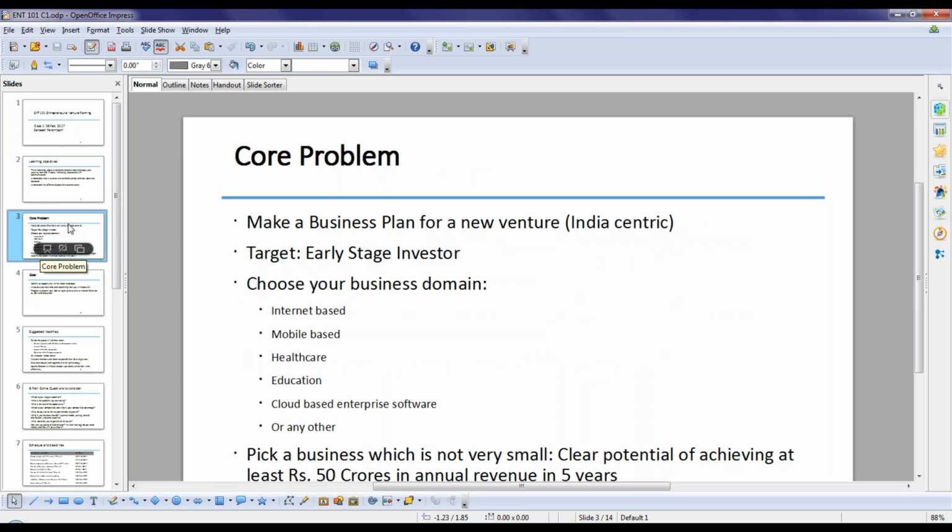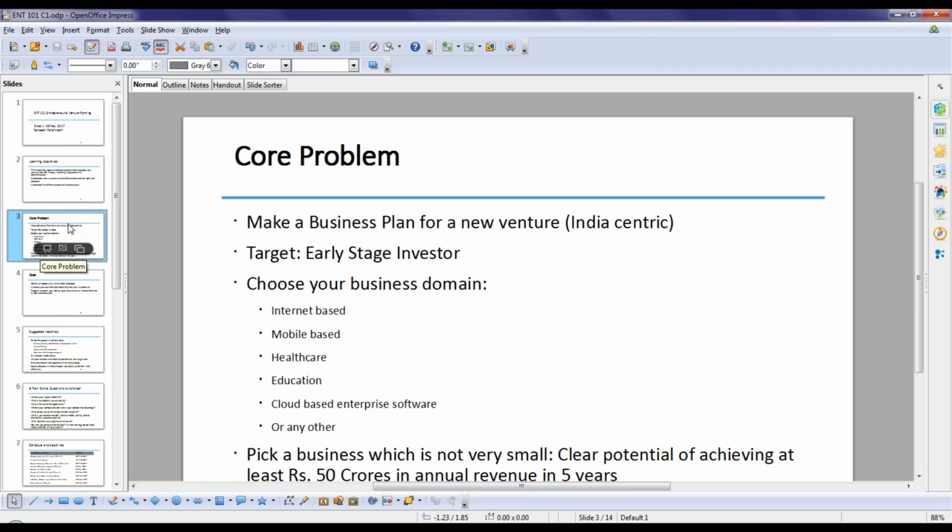Okay. So now some more details into this course. Like what is the problem statement? Now, as a part of the course, you cannot start your business as such. What we will be discussing and reviewing would be your business plan.